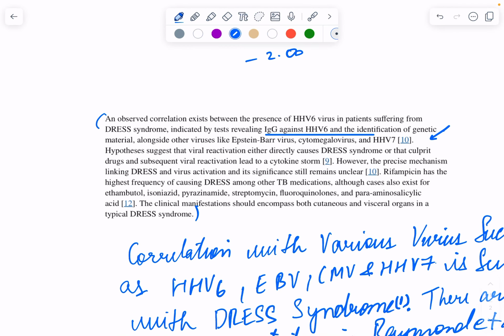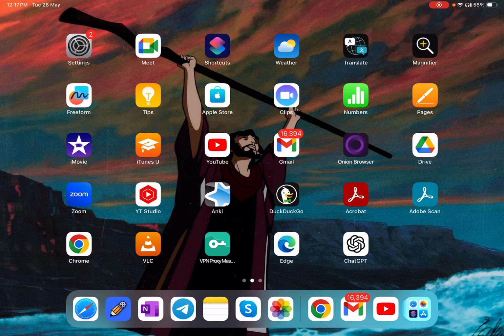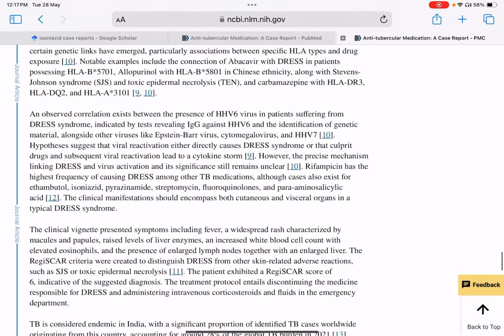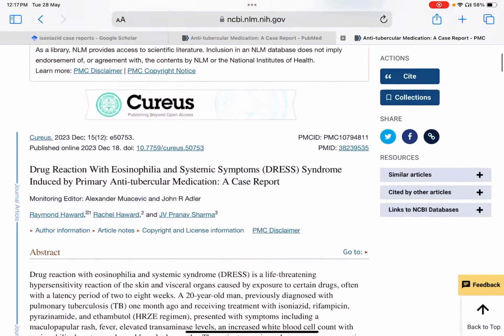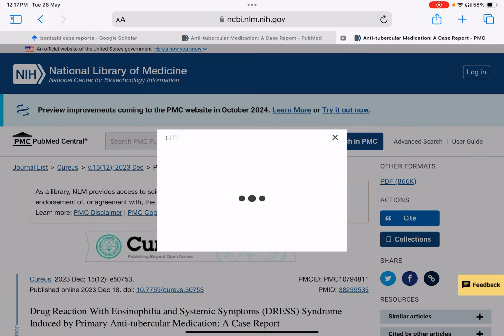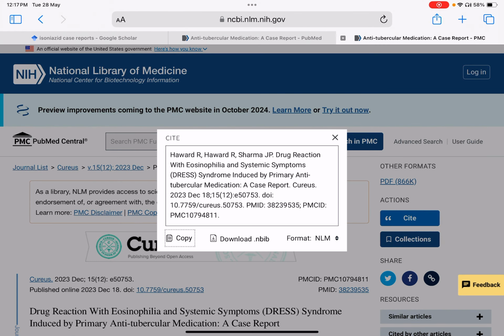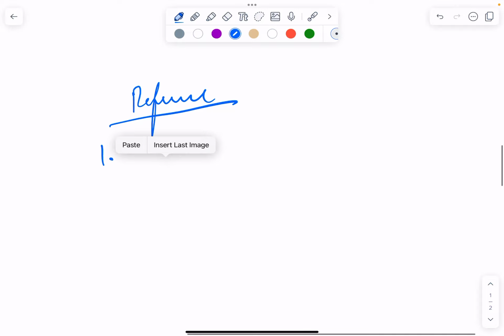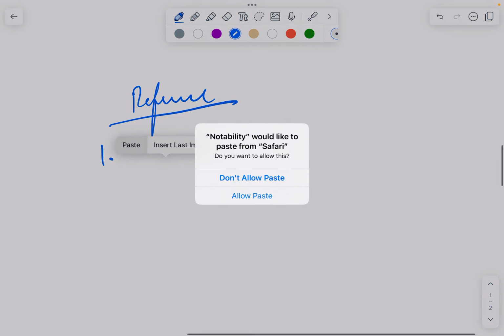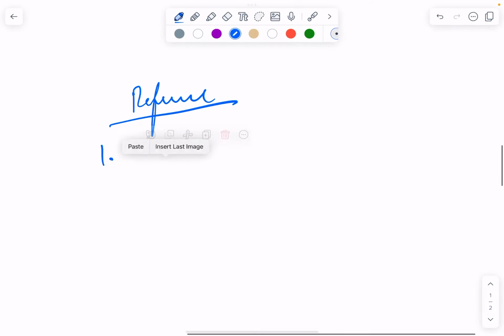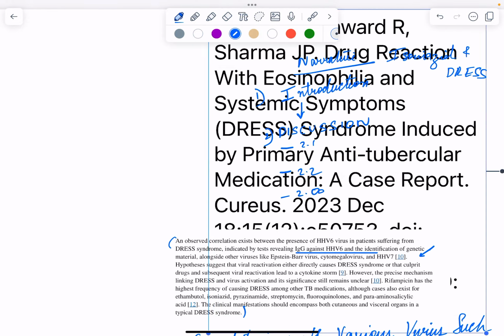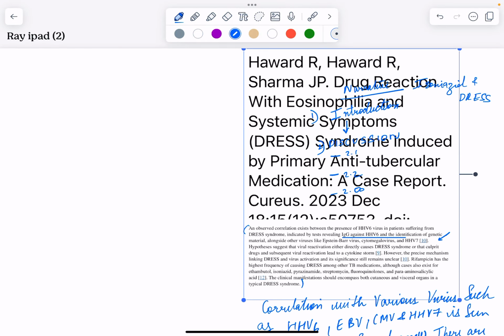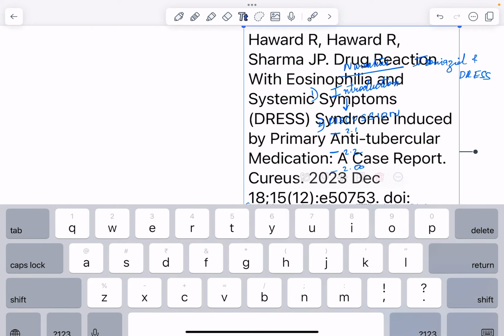Now, how to go and find the reference? Oh, that's easy. So go to your study. Most of your studies will have references. Click cite and copy this, okay, and then go paste it right here. So yeah, this is my reference. I know the reference looks quite big.